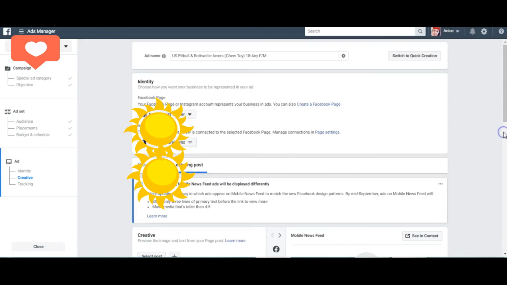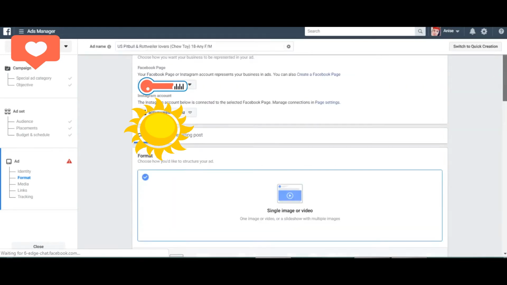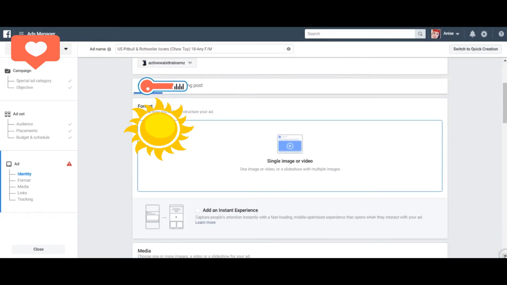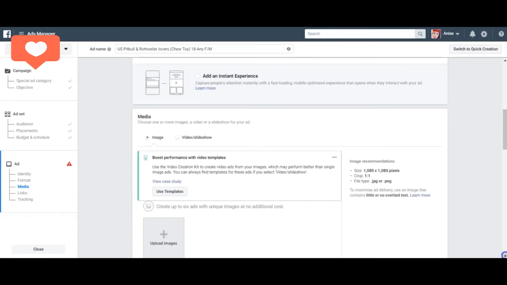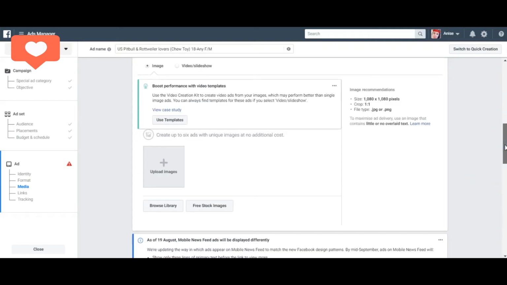So you could use an existing post. In this case, you should have built out your post on the page that you're wanting to connect this with, or you can create the ad within your advert manager. Alright, so let's act like we've got a single image already in here, and we've formatted that and Facebook's happy with it, and we could use a template. So it's got to be 1080 pixels by 1000, and it's got to be a JPEG or a PNG. So we upload the image.